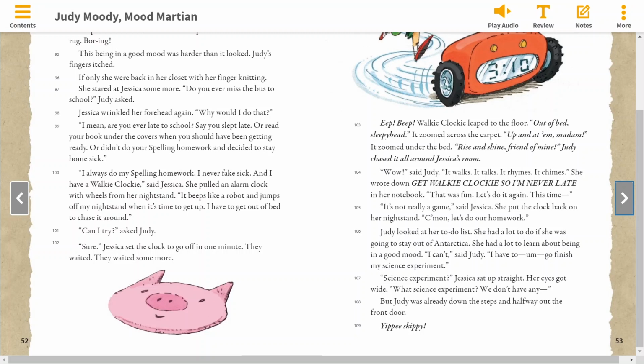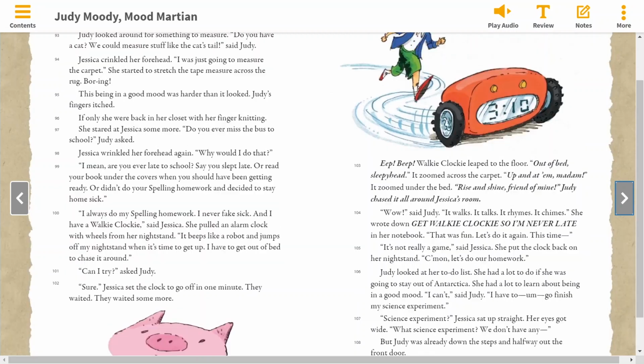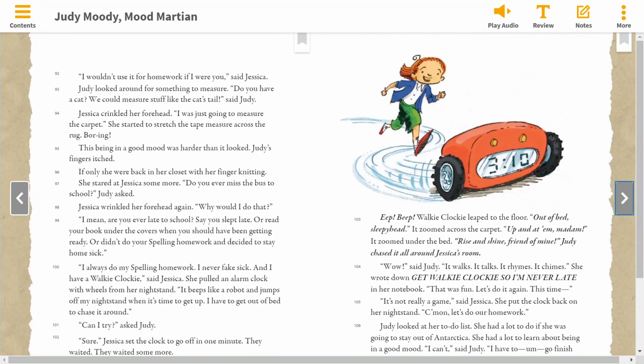She pulled an alarm clock with wheels from her nightstand. "It beeps like a robot and jumps off my nightstand when it's time to get up. I have to get out of bed to chase it around." "Can I try?" asked Judy. "Sure." Jessica set the clock to go off in 1 minute. They waited. They waited some more. 3:10. Beep, beep. Walkie-clocky leaped to the floor.